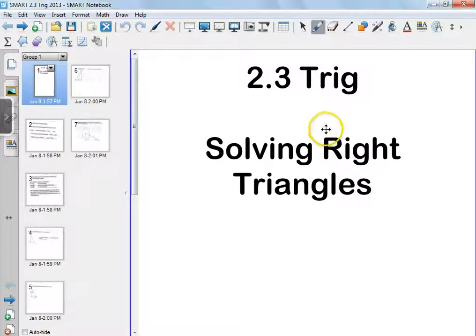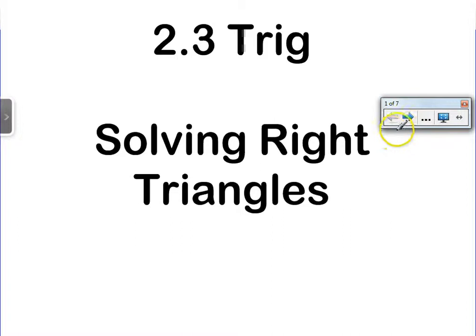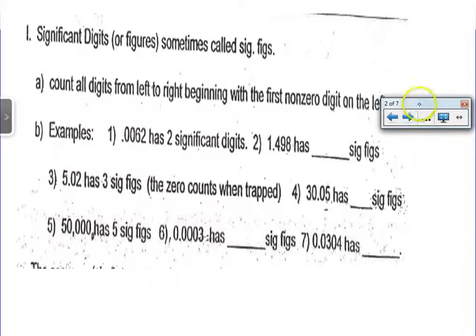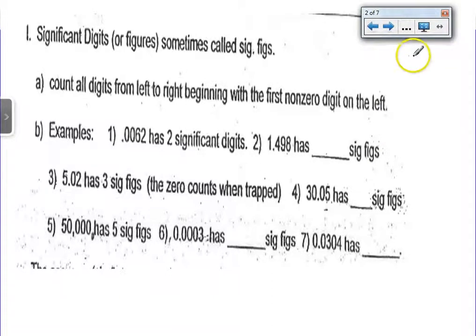Lesson 2.3 in Trig is going to talk about solving right triangles. At first it's going to seem like a big review from your geometry or possibly your Algebra 2 experience with right triangles. But before we get into that, I want to talk about significant digits or significant figures. Now I want to keep this as similar to your science class as possible.